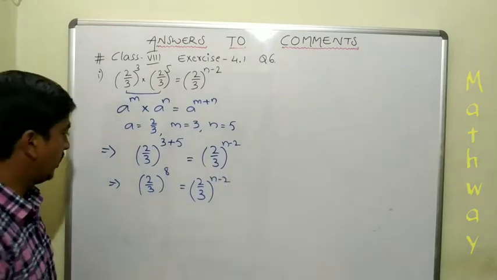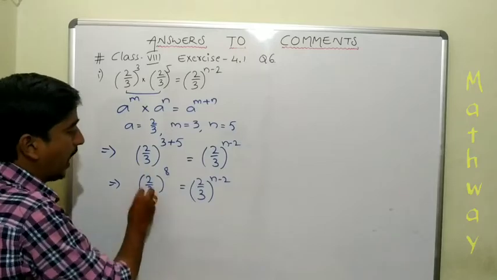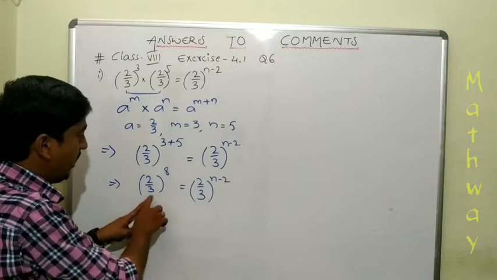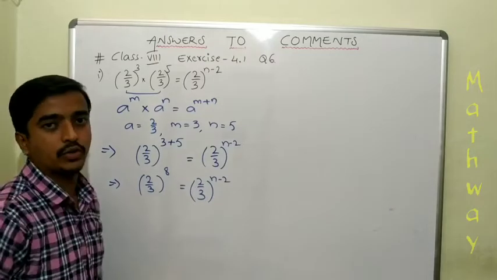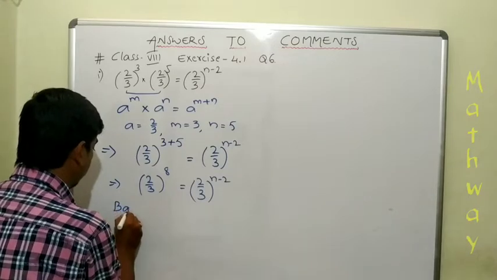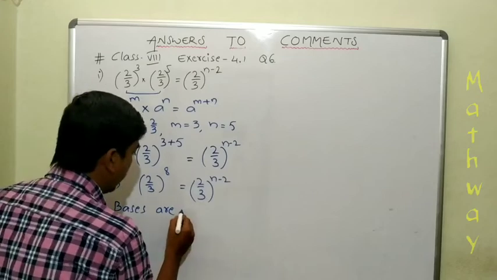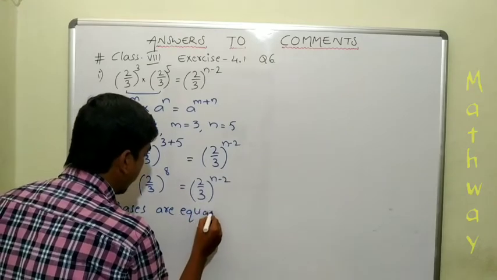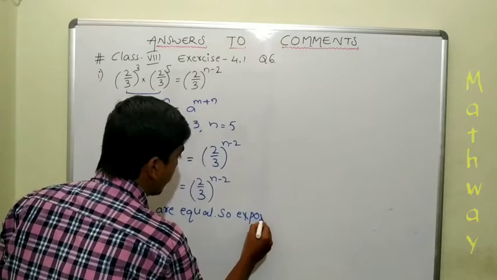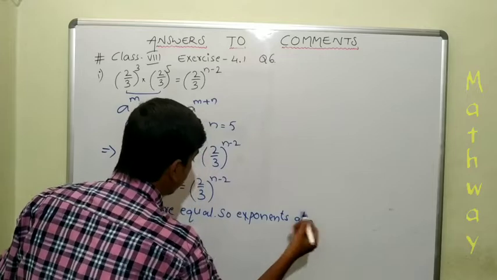If you observe here, bases are the same. Here it is some term, and here also some term. It's saying that they are equal. And since the bases are the same, the exponents should also be equal. Bases are equal, so exponents are also equal.